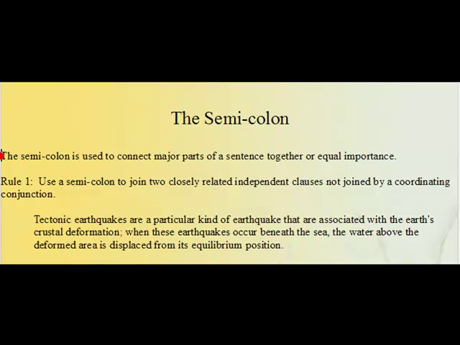Semicolon. The semicolon is used to connect major parts of a sentence together of equal importance. Rule 1. Use a semicolon to join two closely related independent clauses not joined by a coordinating conjunction.